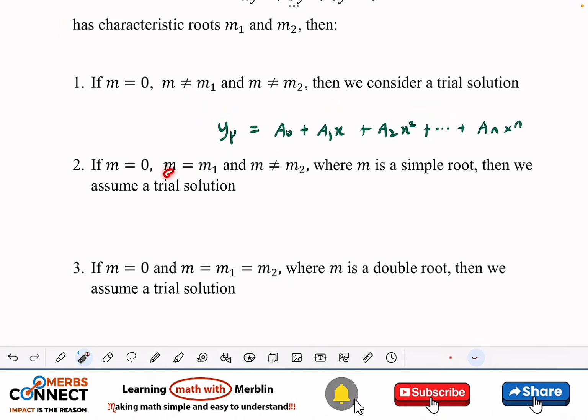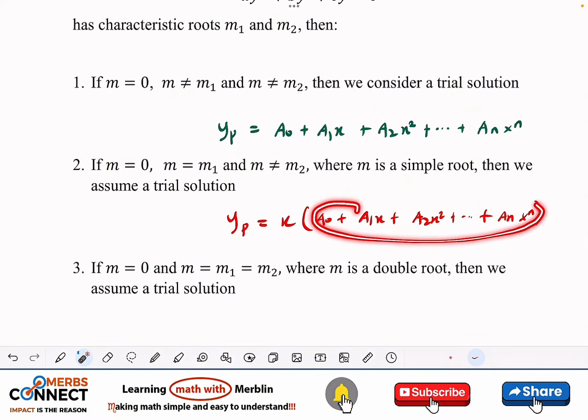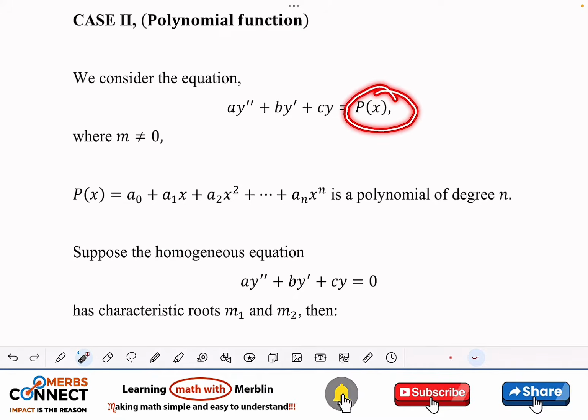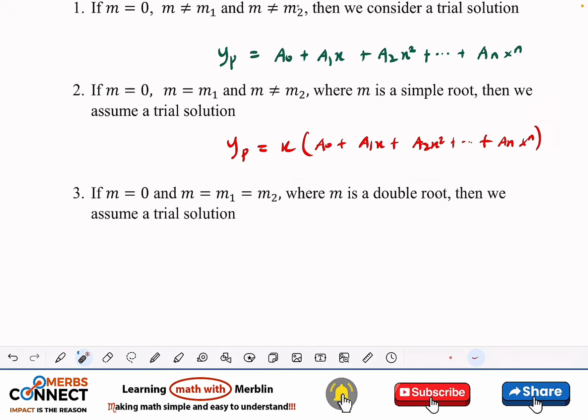Now let's assume that one of the roots is equal to 0 and is equal to m, and one of the roots is not 0, which is not equal to m. Then what will be the particular solution? We are going to multiply this one by x. So anytime one of them is equal to one of the roots, we multiply it by x. So this one is going to be x times a naught plus a1x plus a2x squared up to an xn. And as I said, this would depend on the degree of the polynomial function of the non-homogeneous aspect. So this is what we are going to get for considering when one of the roots is the same as m.